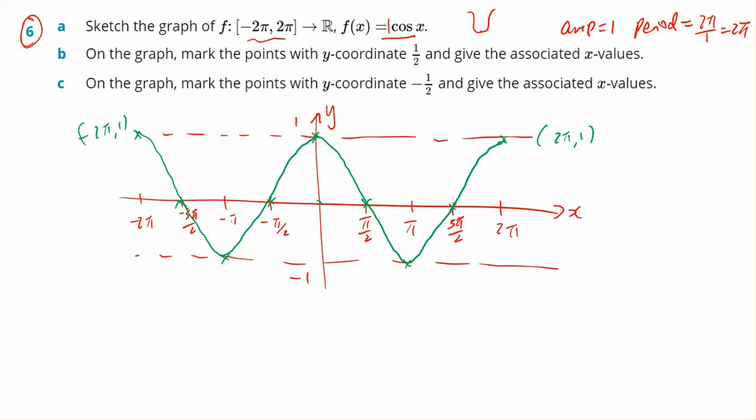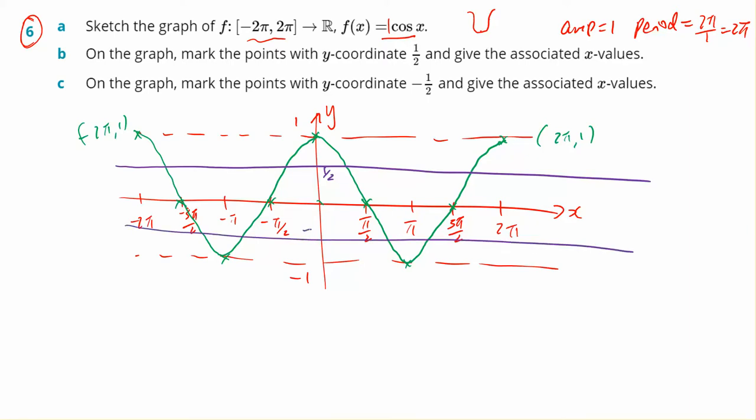Now it says on the graph, mark the points where the y coordinate is a half. It gives us associated x values. Okay, so what it's actually asking me to do is if I were to draw a line here, y equals a half is over it like this. If I draw a straight line, it's asking you what the corresponding x value is. And the second part was asking if it was negative half, what would the x values be? So you're just trying to find the intersection between y equals a half and y equals cos x, and y equals negative half and y equals cos x. Okay, so you're just trying to solve the equation.